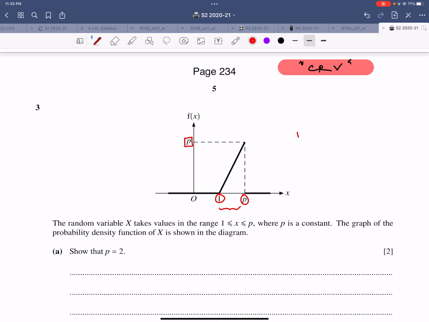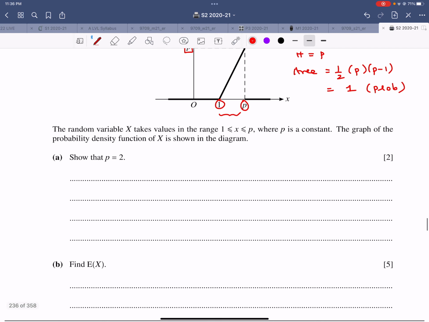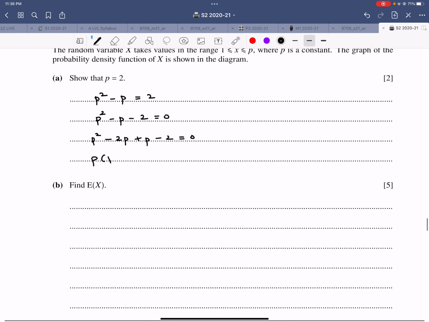The height is p. The area of the triangle is half into p minus 1. And this area should equal 1 because that's the sum of all the probabilities. So show that p is equal to 2. So first multiply, that is p squared minus p equals 2. That is cross multiplication. p squared minus p minus 2 equals 0. p squared minus 2p plus p minus 2 equals 0. p minus 2 plus 1 times p minus 2 equals 0. Therefore p is negative 1, therefore p is positive 2.